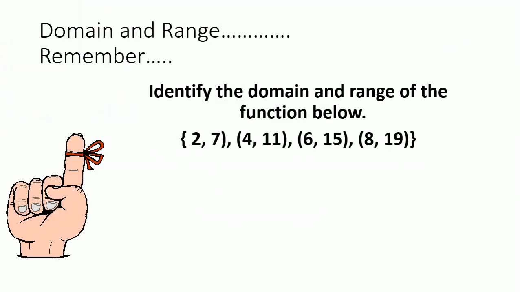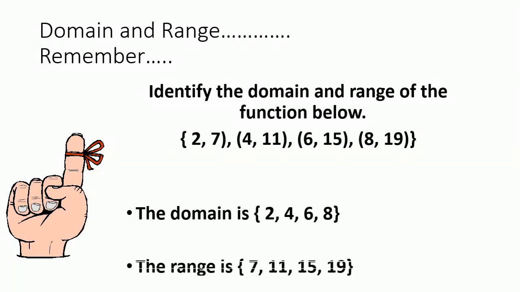So remember, domain and range, we've looked at this before with just ordered pairs. We have the ordered pairs (2, 7), (4, 11), (6, 15), and (8, 19). Remember the domain was your x values, so my domain in this case would be 2, 4, 6, and 8. And then my range would be 7, 11, 15, and 19. Now, that's with what's known as discrete graphs, just dots.